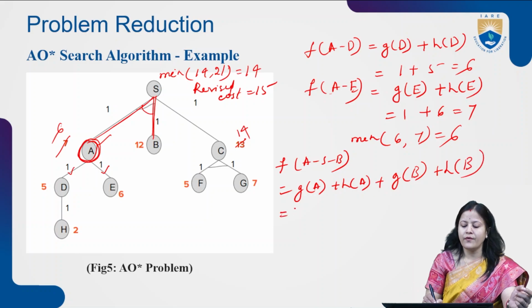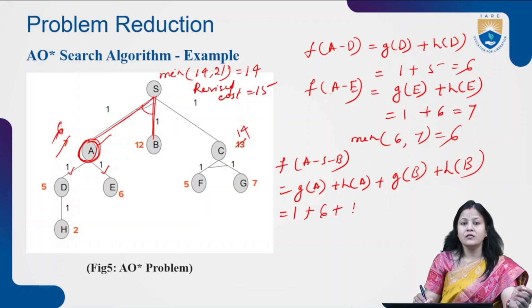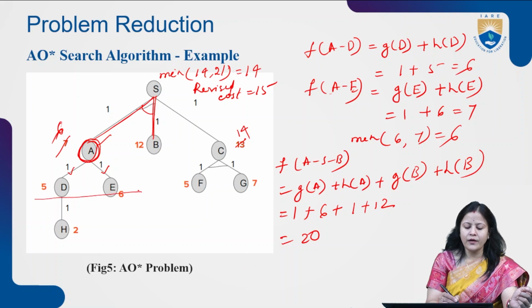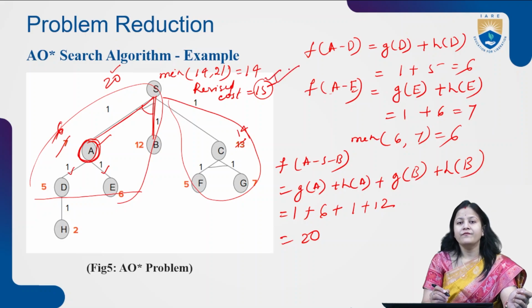So what is G of A? It is 1. H of A new cost, that is 6. G of B is 1 and H of B is 12. So now 6 plus 1 is 7, plus 1 is 8. 12 plus 8 is 20 now. So this side, up to here, we are getting the cost is 20, and here, up to here, we are getting the cost is 15. So if you compare 20 and 15, definitely 15 would be the minimum cost.